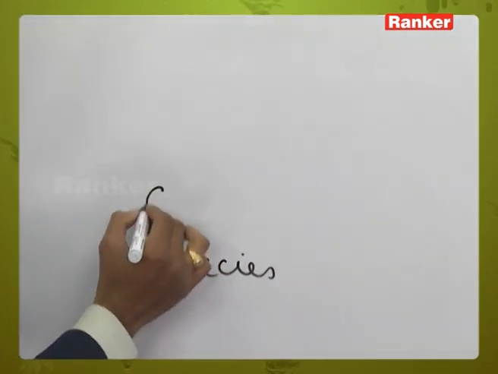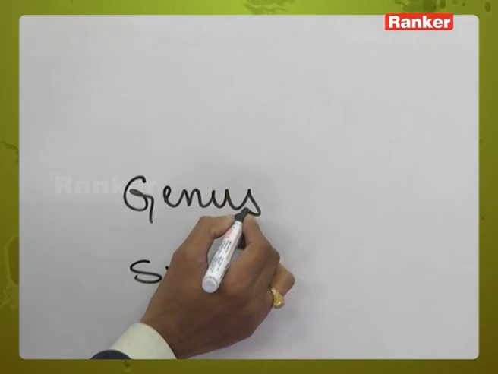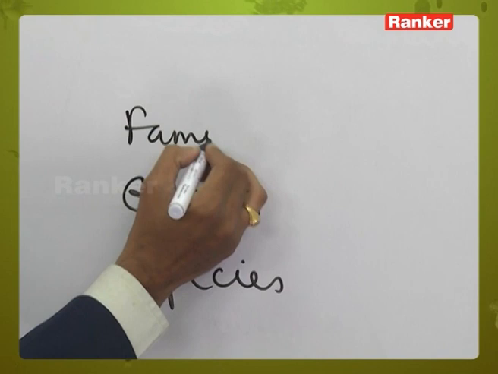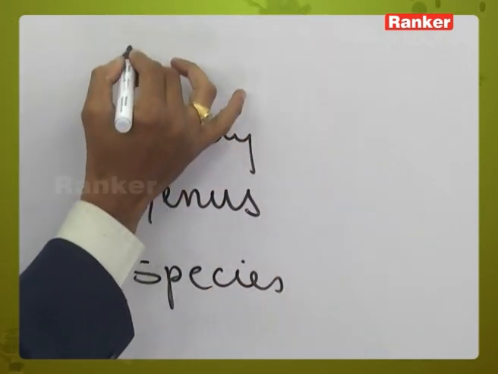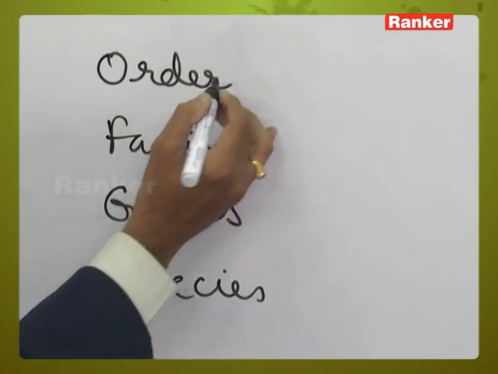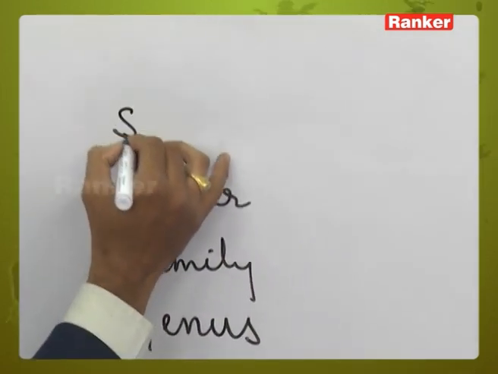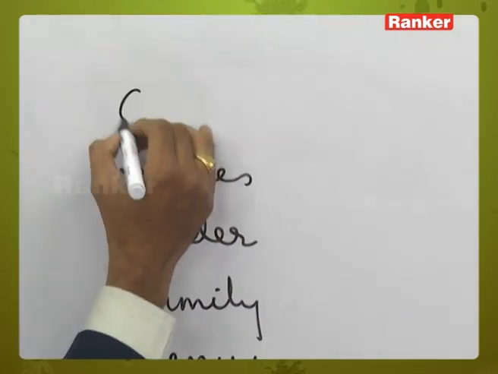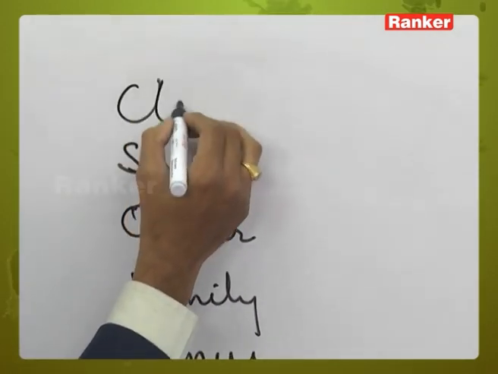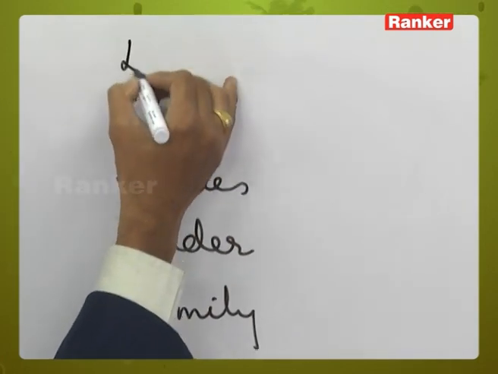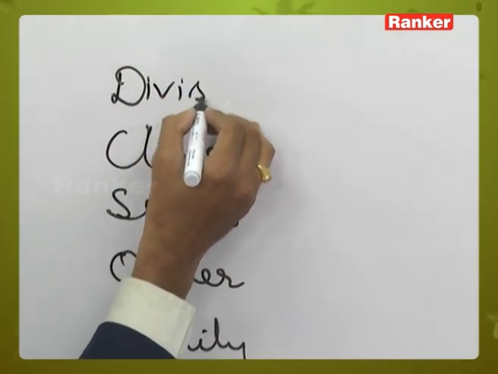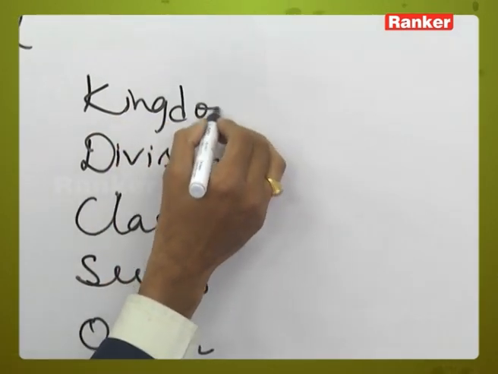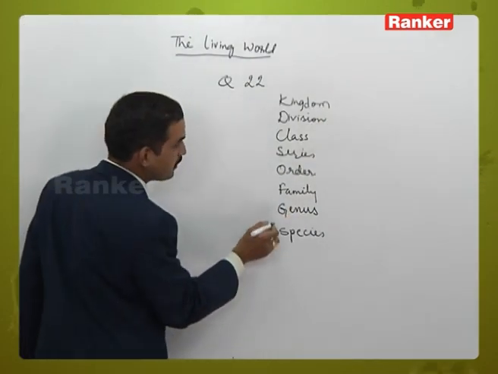All the species are included under genus, and whatever the number of genera present, they are included under family, and all the families are included under order, and all the orders are included under the series related to plants. All the series are included under class, or we can say subclasses or class, and all the classes are kept under the divisions, and divisions are kept under the kingdom. That is, we are writing from species to kingdom.